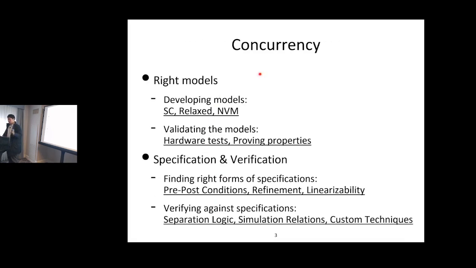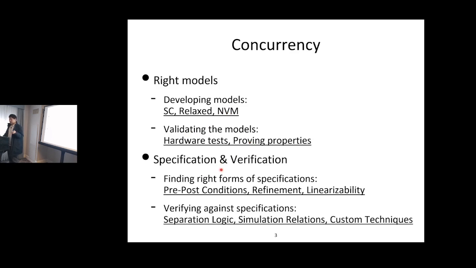And in this talk, for concurrency, first we have to find the right models. There are variations of models because concurrency is a very complex phenomenon. We know the simple sequentially consistent model and relaxed models, and also even non-volatile memory models. So there are various models. And we can validate these models by testing and proving certain properties.